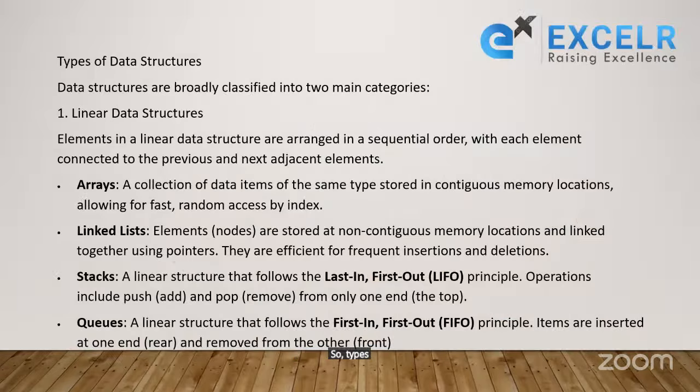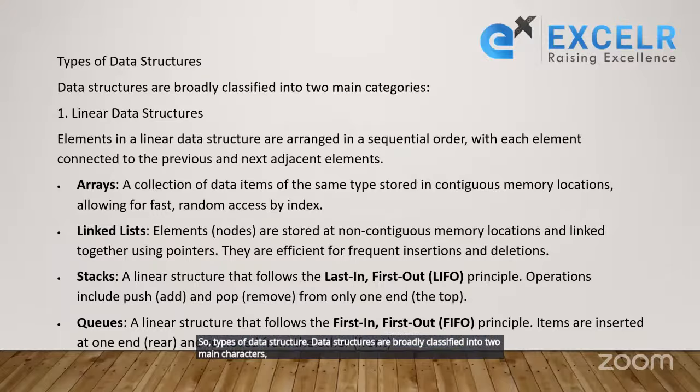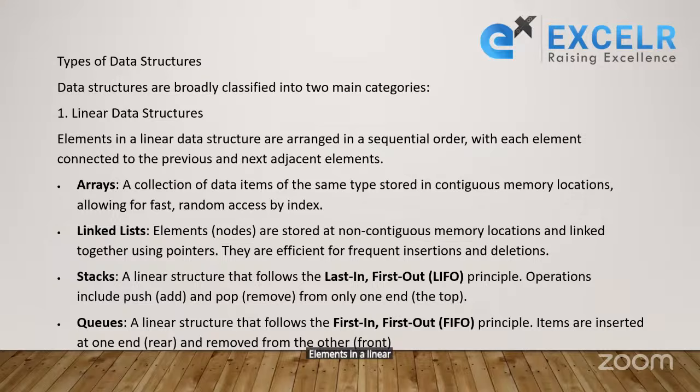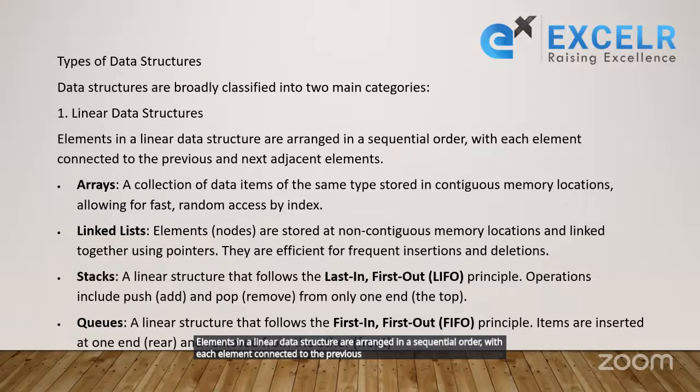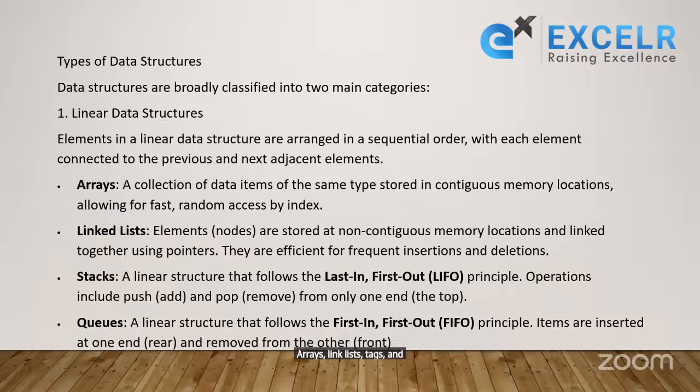So, types of data structure. Data structures are broadly classified into two main categories: linear data structure. Elements in a linear data structure are arranged in a sequential order, with each element connected to the previous and next adjacent element. Arrays, linked lists, stacks, and queues are examples of this.